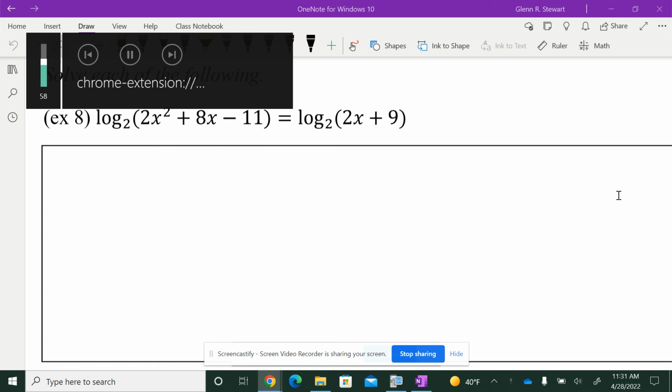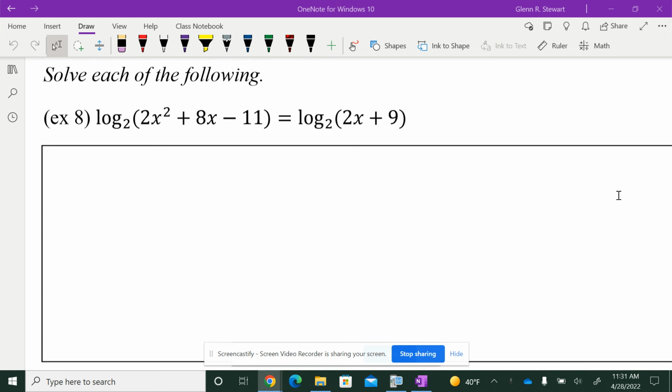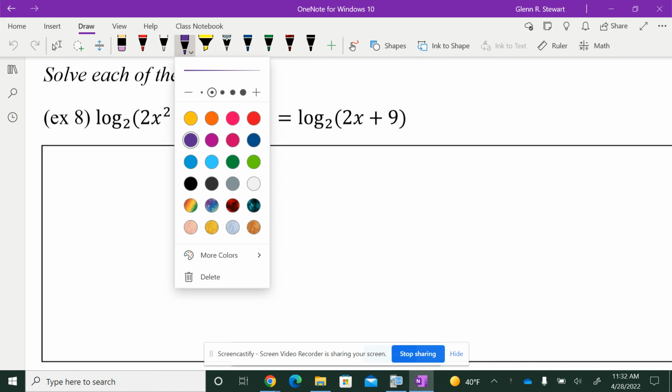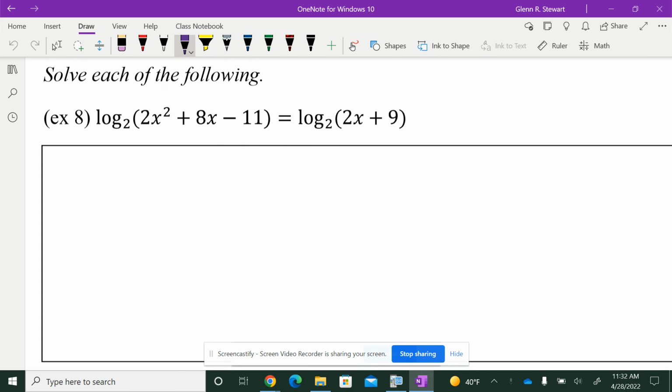Hey, welcome. We're going to be on part 2 of logarithms. For this, we've got example number 8. The other problems that we did before, we weren't solving. This is where we actually try and solve stuff because it has the equal sign. I just want you to know the log base 2 and the log base 2, because those are the same, we cancel them out, and then we solve like normal.